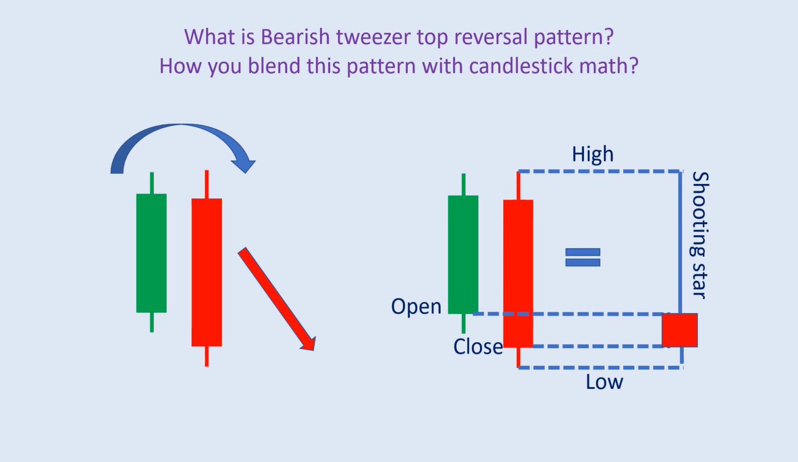That is the reason when tweezer top appears at the top of an uptrend, it suggests trend reversal. Why? Because if we blend these two candles, the outcome is nothing but a shooting star, and shooting star suggests trend reversal from uptrend to downtrend. It's amazing.